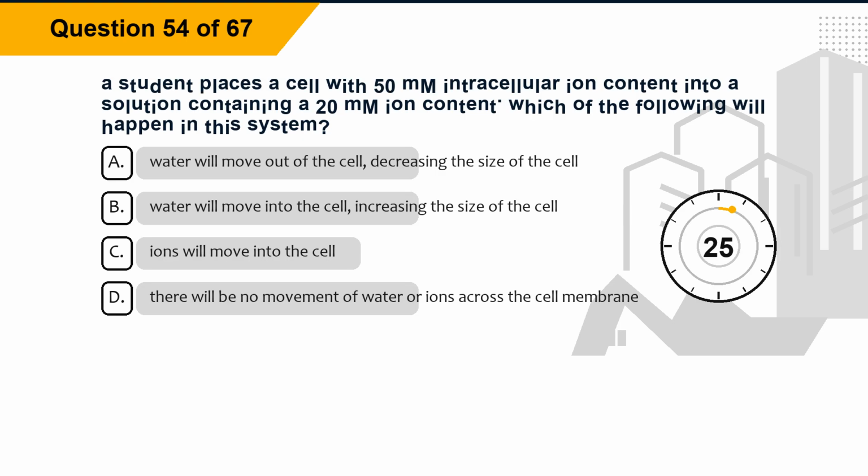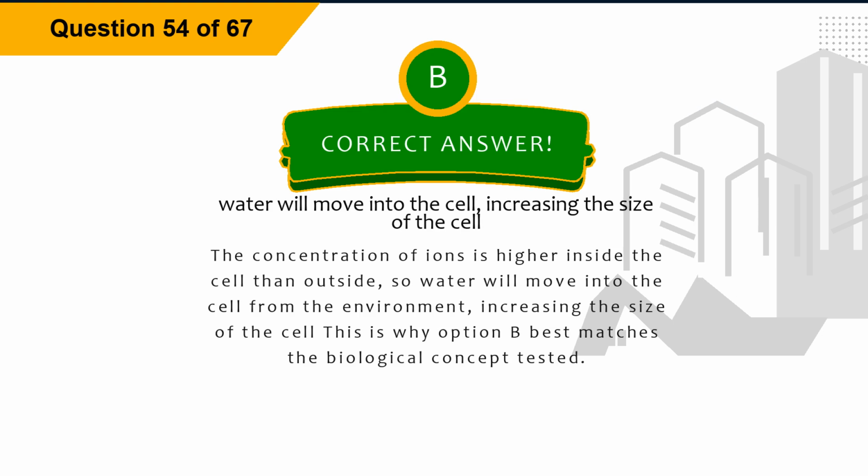Question 54. A student places a cell with 50 mm intracellular ion content into a solution containing a 20 mm ion content. Which of the following will happen in this system? Option A, water will move out of the cell, decreasing the size of the cell. Option B, water will move into the cell, increasing the size of the cell. Option C, ions will move into the cell. Option D, there will be no movement of water or ions across the cell membrane. The correct answer is option B, water will move into the cell, increasing the size of the cell. Explanation. The concentration of ions is higher inside the cell than outside, so water will move into the cell from the environment, increasing the size of the cell. This is why option B best matches the biological concept tested.